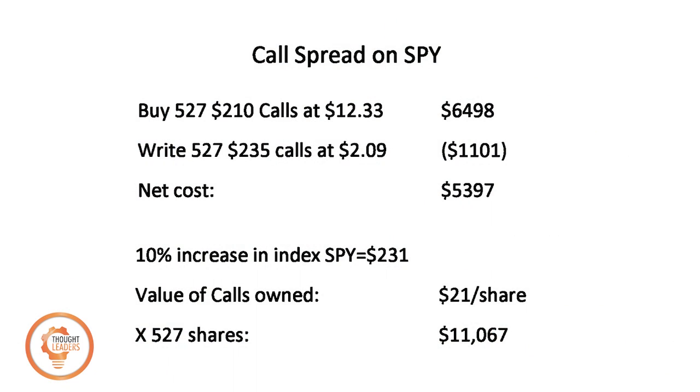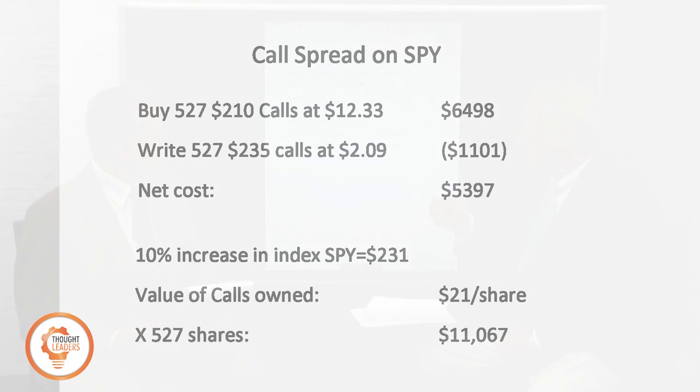remember, we've got about $5,400 to invest, so we buy 527 call options on spiders with a strike price of 210. That price is about 6,500. We write the same number of call options at 235. Why 235? Well, it's about 12% higher than the on-the-money call. We receive back $2.09 per share for every call that we write. So our net cost for this option is about $5,400. That's the price that we have to work with.